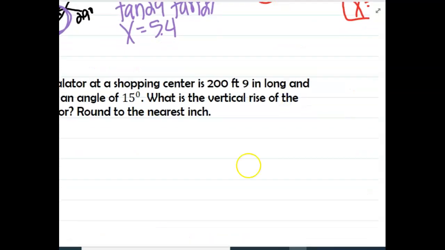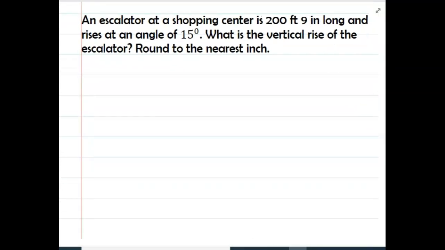Okay, so last one, we've got a nice little lovely word problem here. We have an escalator at a shopping center that is 200 feet 9 inches long. It rises at an angle of 15 degrees. What is the vertical rise of the escalator, rounded to the nearest inch? You guys are me, I'm the big picture person. Right? You got an escalator. Okay, so we've got this escalator.